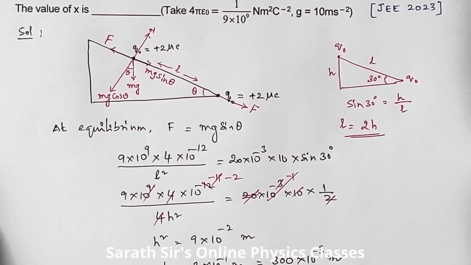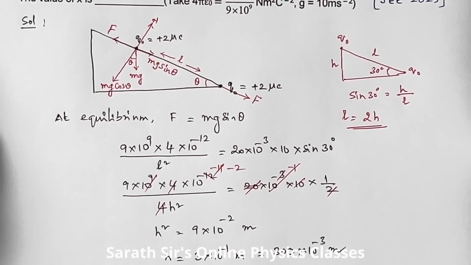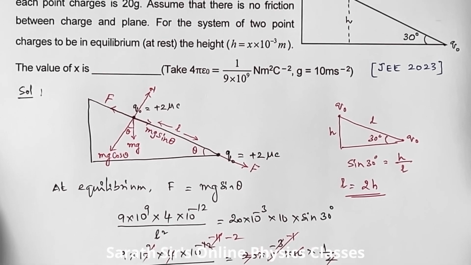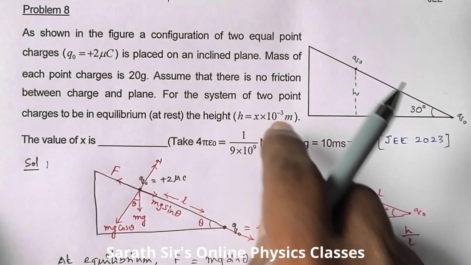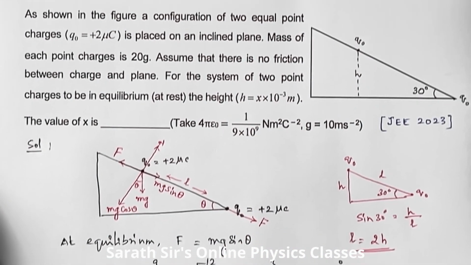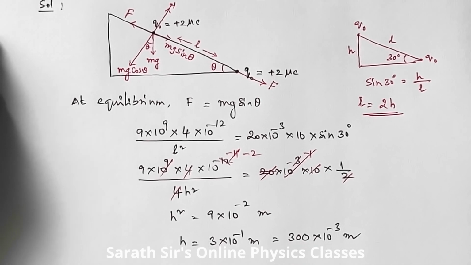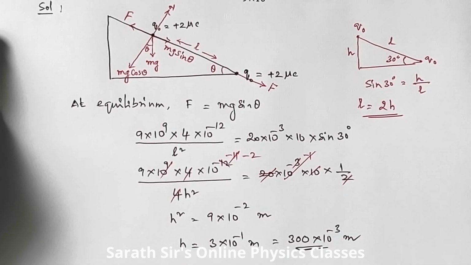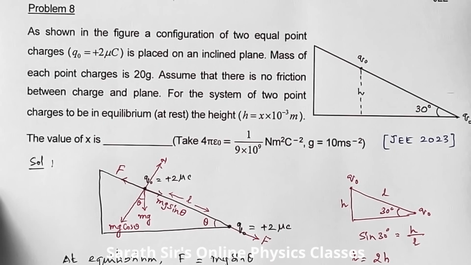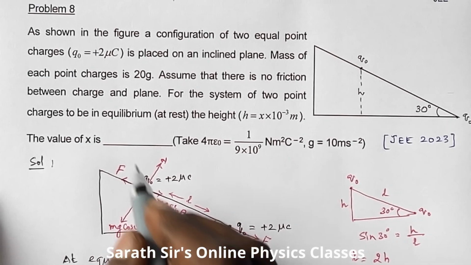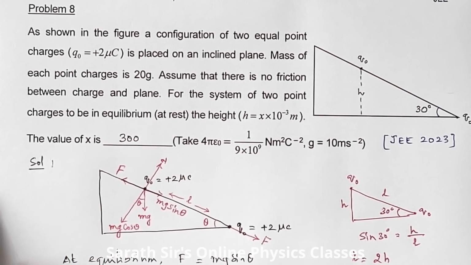Why? Because in the problem they have given it in that way. Let us go back and revisit the problem given. Here H is equal to x into 10 to the power of minus 3, he told. That's why here also we have taken the form 300 into 10 power minus 3 meter. So in the place of x, 300 is there. So our answer for this problem is 300.